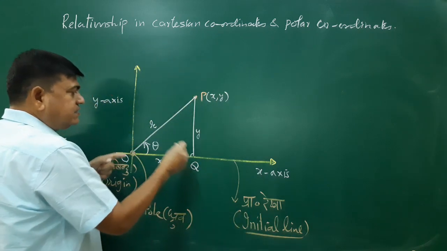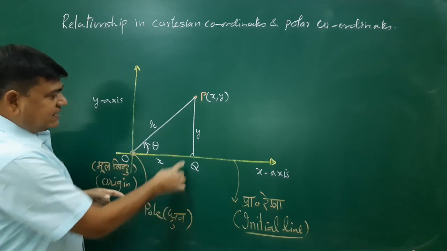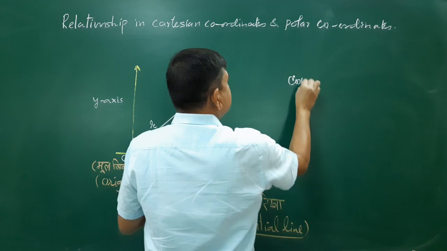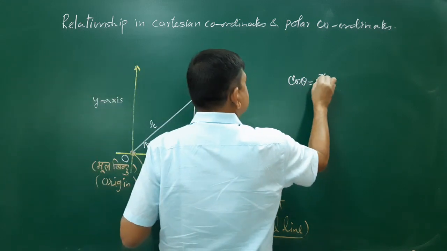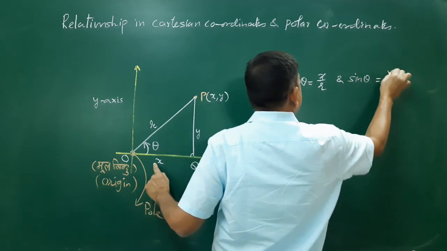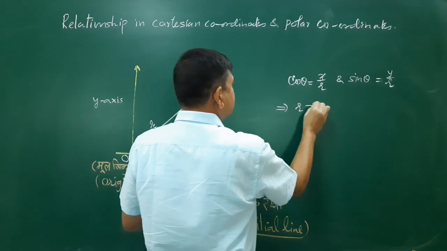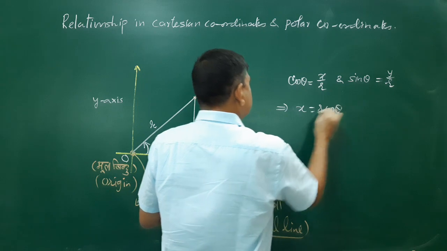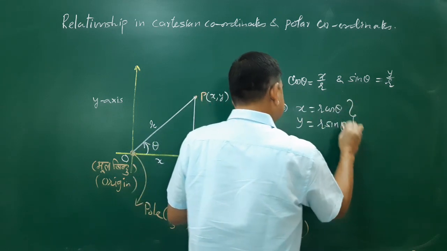Now we find the relationship. We use trigonometry. This angle is 90 degrees, so cos theta is base upon hypotenuse, it is x upon r, and sin theta is y upon r. This implies x is r cos theta and y is r sin theta. You see.